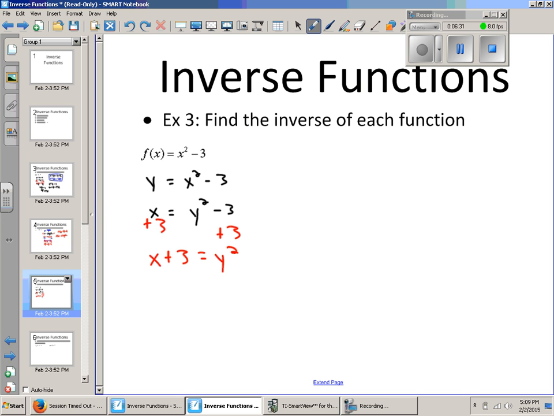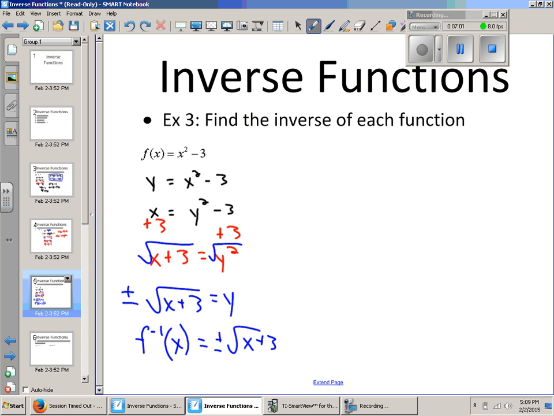And remember, now we want to get rid of the square, and the opposite of square, or the inverse of square, is the square root. And we take the square root of both sides. Remember, when we take the square root of both sides, we want to put the positive and the negative. And now I want to switch the y back to the inverse of f of x. And then we want to check. And you can check on your own.